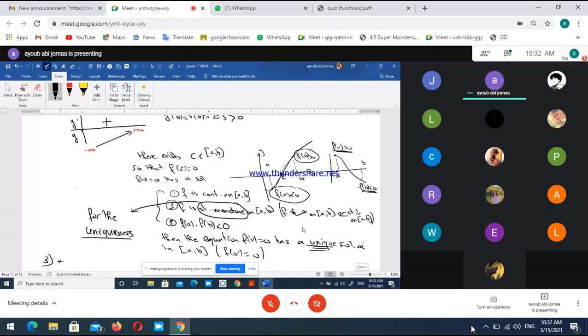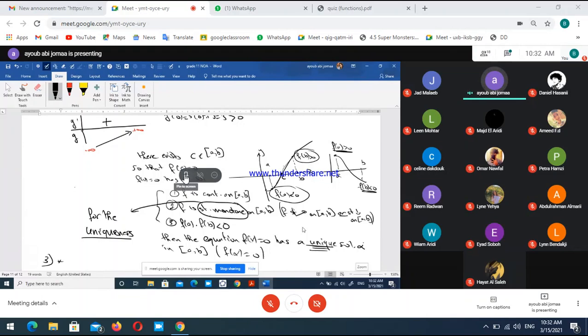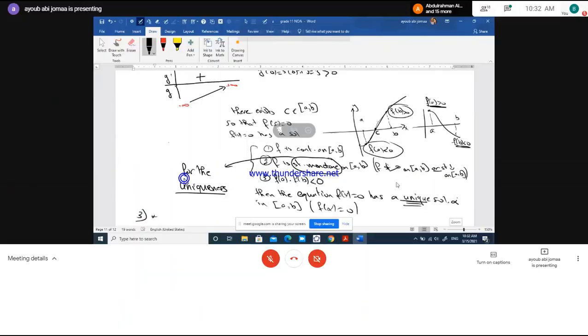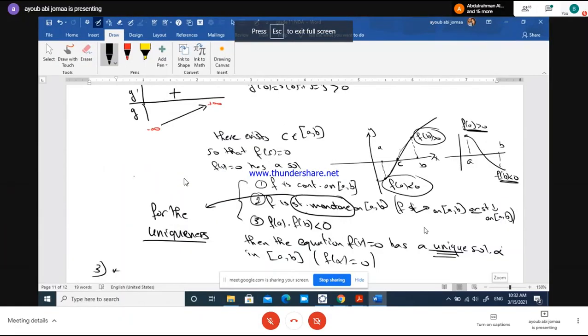The second condition, the function should be strictly monotone. It means that it is strictly increasing or it is strictly decreasing on the given interval. And this can be determined from the table of variations. The third condition, f of a times f of b is negative.